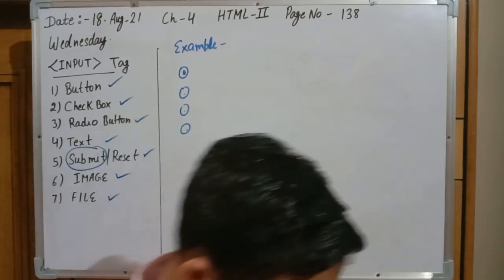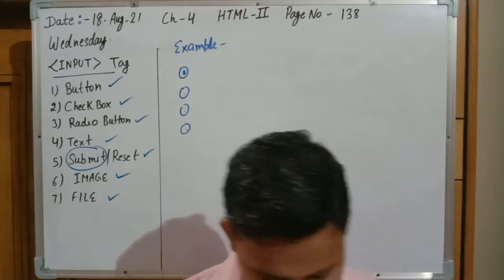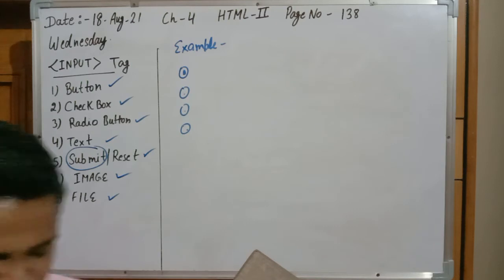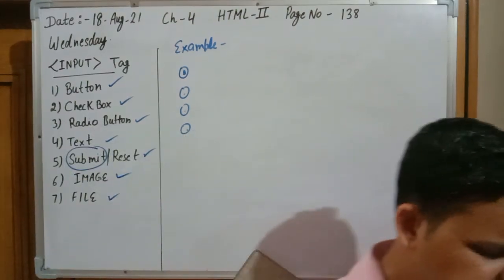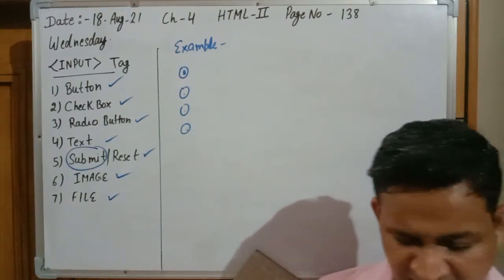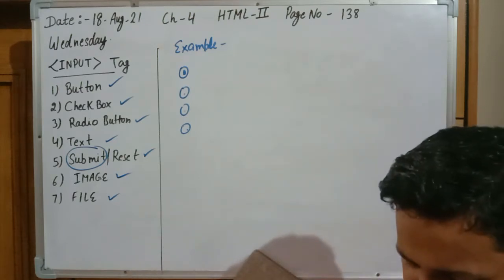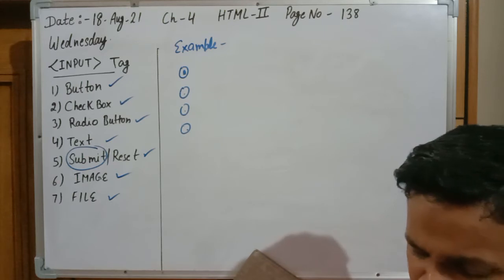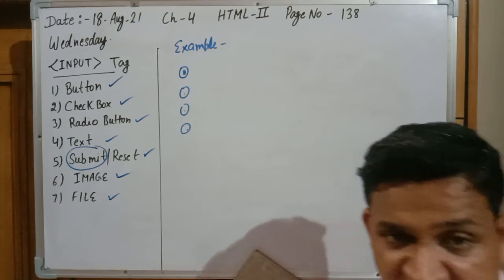So let's see example number 8 on page number 140. I am starting from the body tag. In the body tag they have prepared one heading, that is please select the gender. Afterward, in the form they have used input type is equal to radio. They have prepared radio buttons.